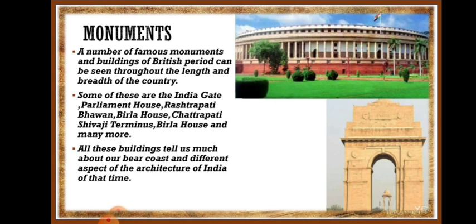Some of these are India Gate, Parliament House, Rashtrapati Bhavan, Birla House, Chhatrapati Shivaji Terminus, the famous Mumbai railway station, and there are many more. All these buildings tell us about different aspects of architecture, why they were built, what the reason was for the construction. All those things these monuments tell us about. So this is all about the sources of history. This was the last topic of the chapter, and I hope all of you are able to understand this chapter. Please watch the video.